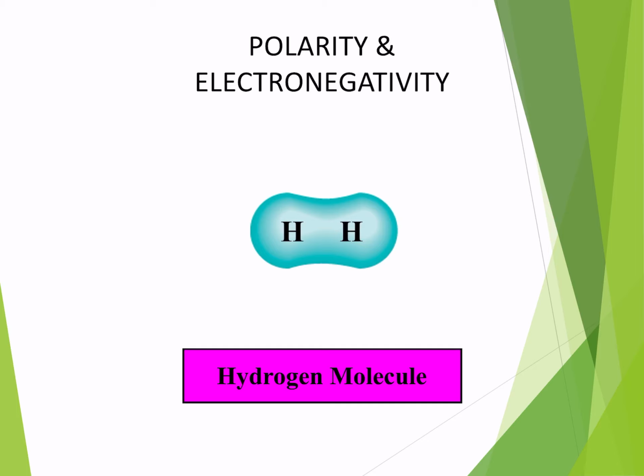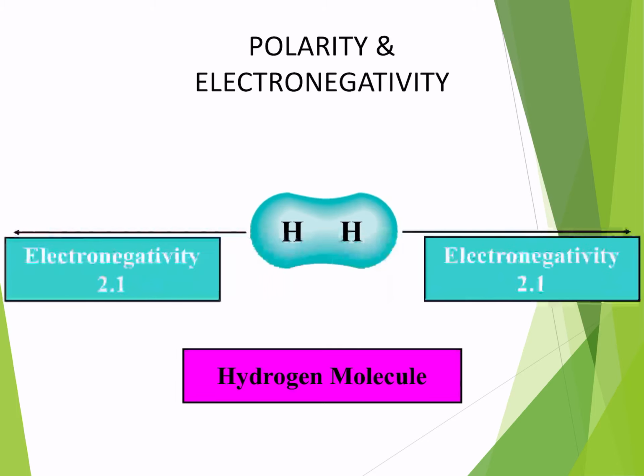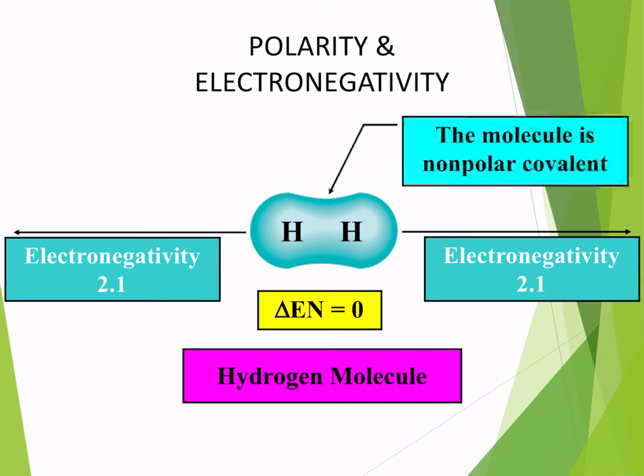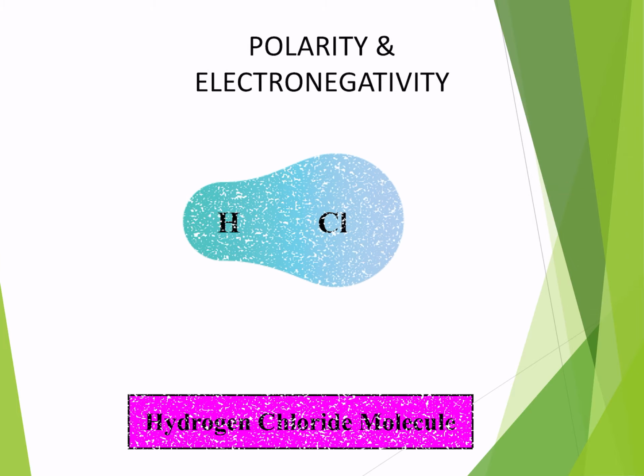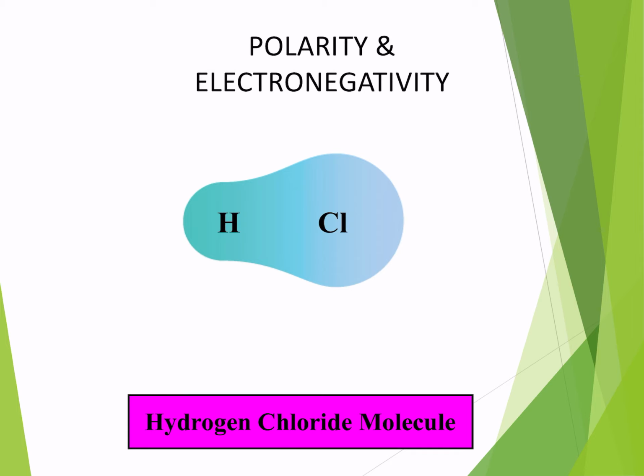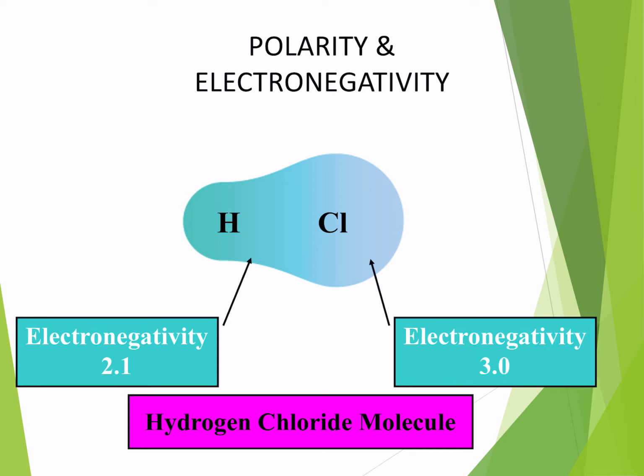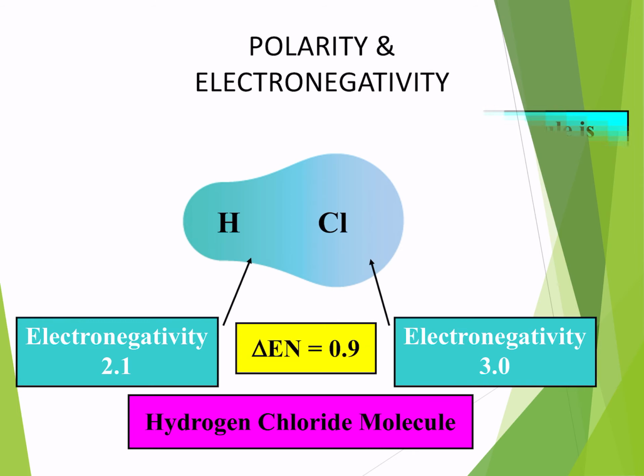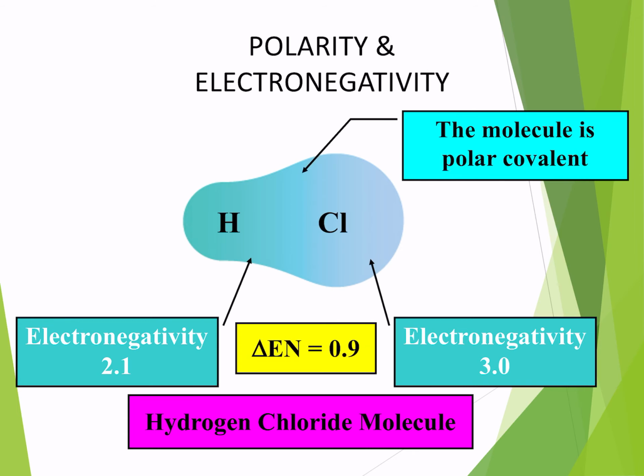So here's our hydrogen molecule. They have the same electronegativities, so our difference in electronegativity is 0. We would classify this as nonpolar covalent. If we have hydrogen chloride, we can look at their electronegativities, 2.1 to 3.0. This is an electronegativity difference of 0.9, so this one is polar covalent.